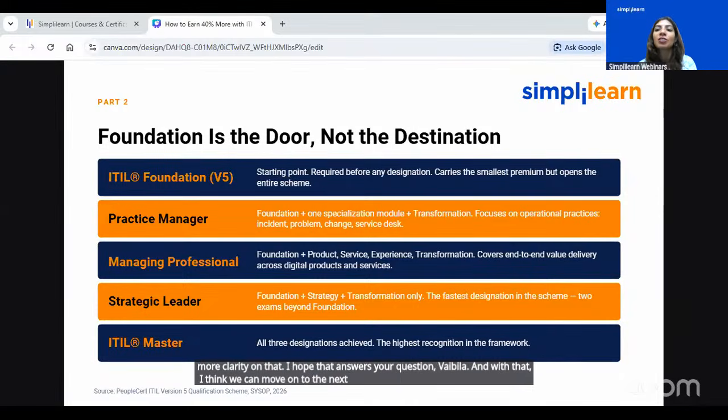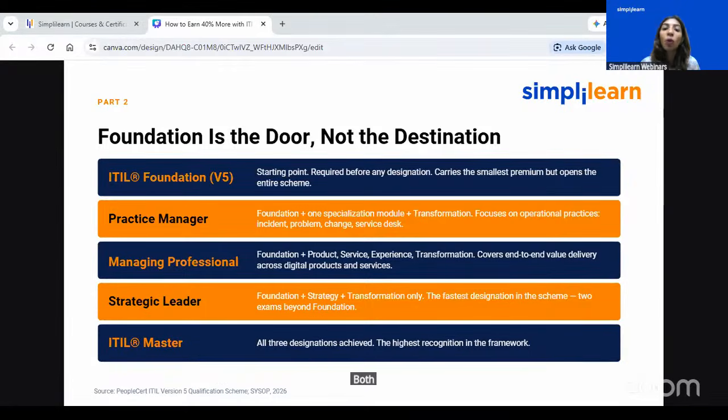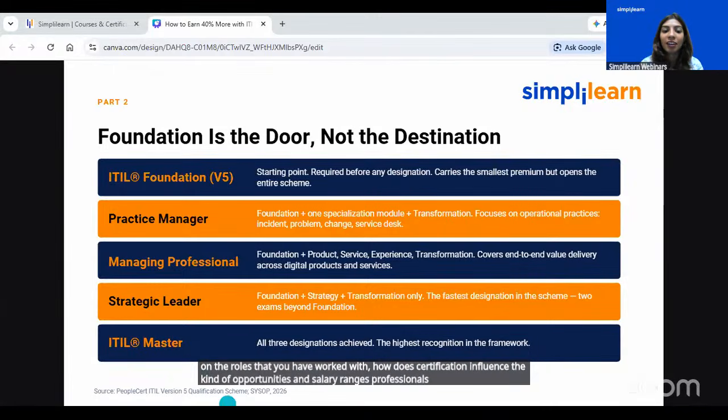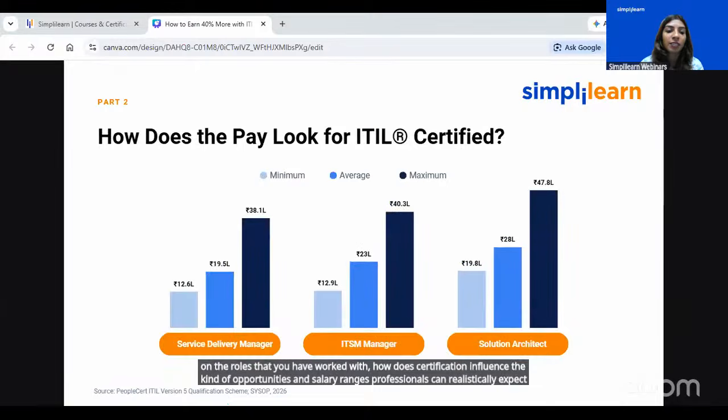So many professionals are trying to understand what these certifications can mean for their long-term career growth. Based on the roles that you have worked with, how does certification influence the kind of opportunities and salary ranges professionals can realistically expect? Like, what is the pay that they can expect?